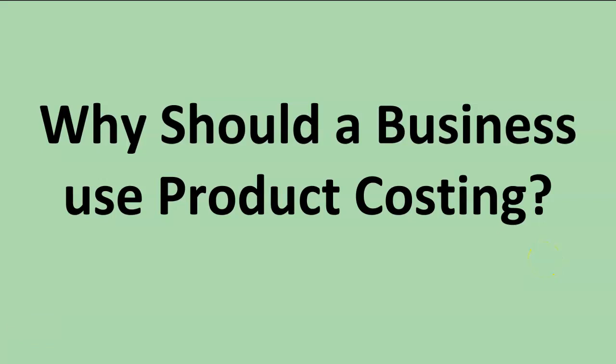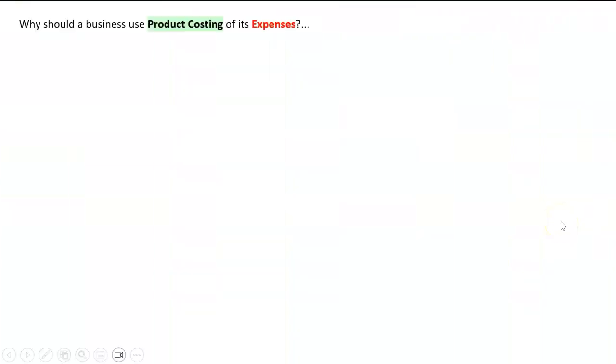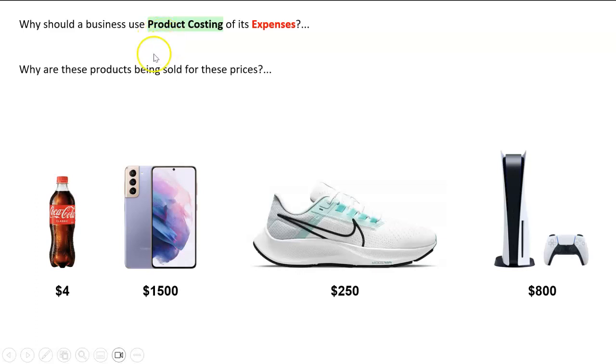So when we're doing product costing, we might have to talk about some theory. And I guess what the theory is essentially asking is, why should a business use product costing? So what are we talking about? Well, we're saying some expenses will become product costs. So why are these products being sold for these prices?